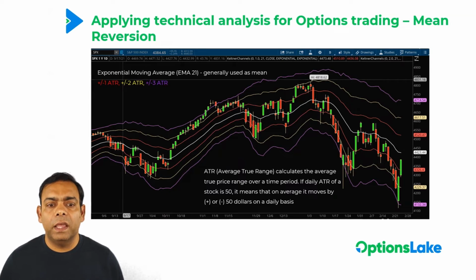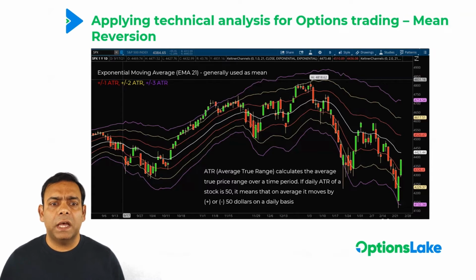Now, what is an ATR? ATR is average true range, which gets calculated based on the price range for a particular stock over a time period. So if the daily ATR of a stock is 50, it means that on average, it moves by plus or minus $50 on a daily basis.